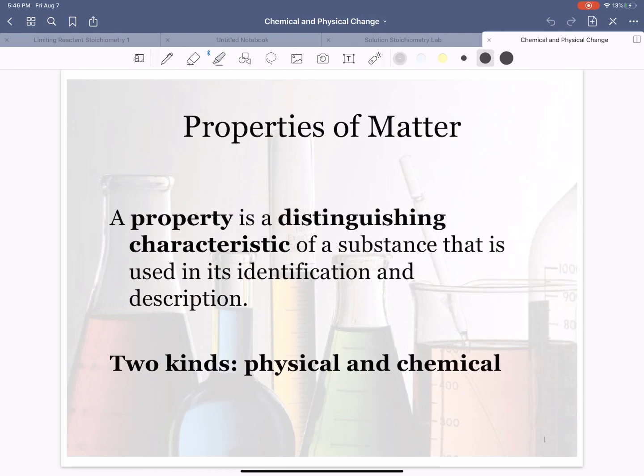The goal of this video is to understand chemical and physical properties. But in order to do that, we first need to consider chemical and physical changes. And to do that, we need to understand what change looks like.